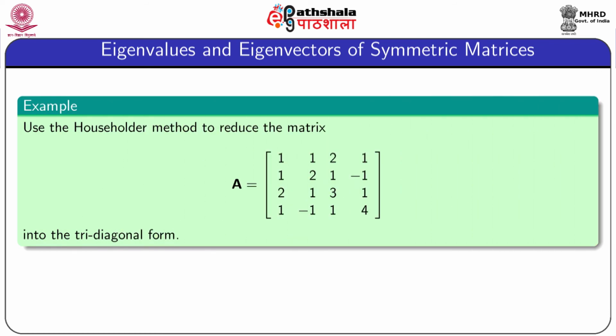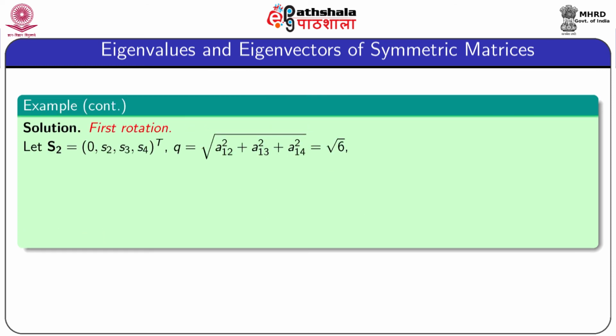Now, the Householder method is explained by considering this matrix. The problem is to reduce the matrix A of order 4 by 4 into tridiagonal form using the Householder method. In the first rotation, the rotational vector S2 is taken with the first element 0, and other elements S2, S3, S4, as a column vector. The intermediate element Q is defined by the sum of squares of the elements of the first row except the first element, and this is equal to root 6.